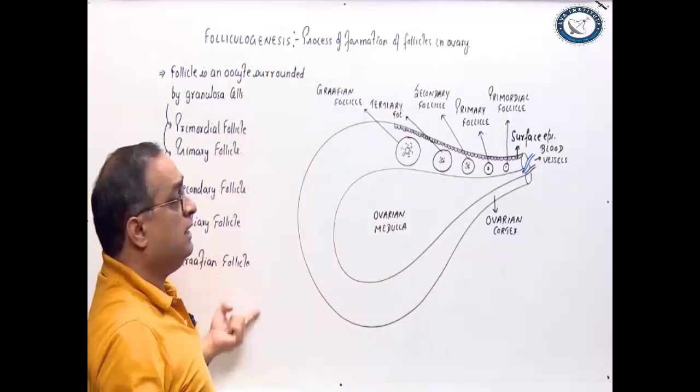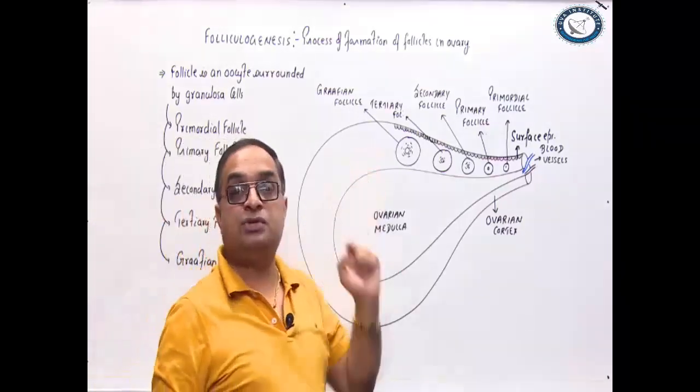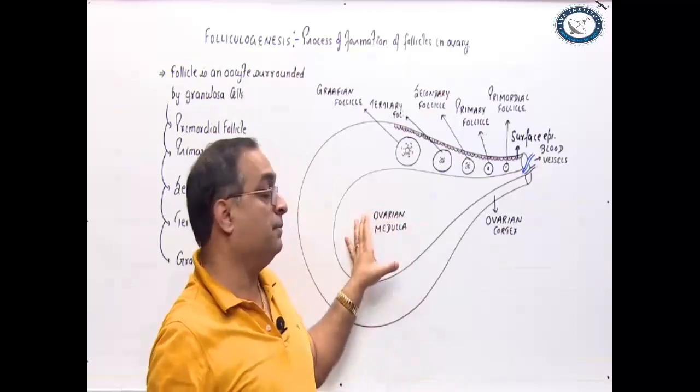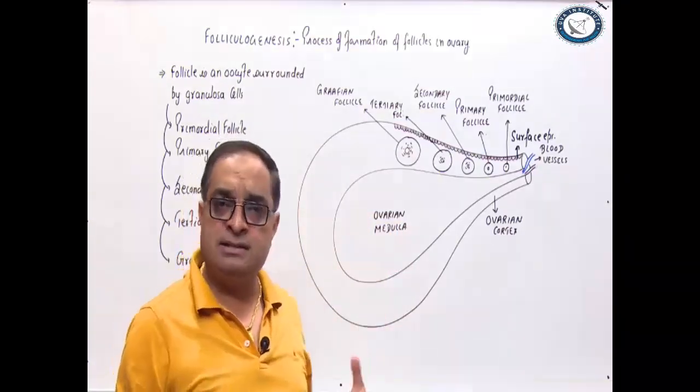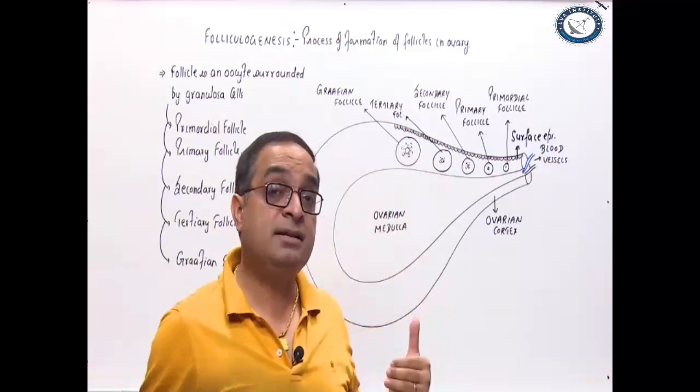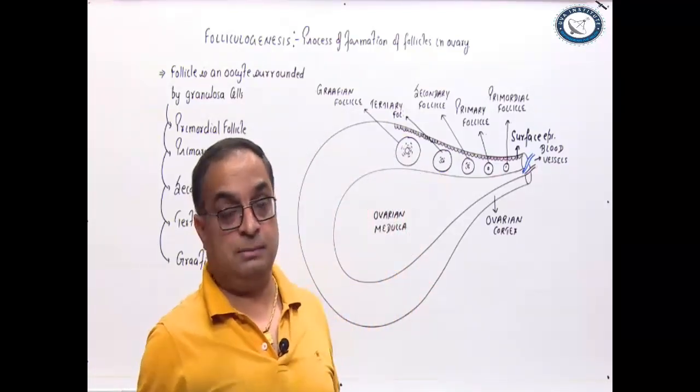Now, these follicles are present in the cortex region only. The follicles, they are not present in medulla. The medulla region has blood vessels, lymph vessels and nerves. Now let's understand the different stages of follicular development.